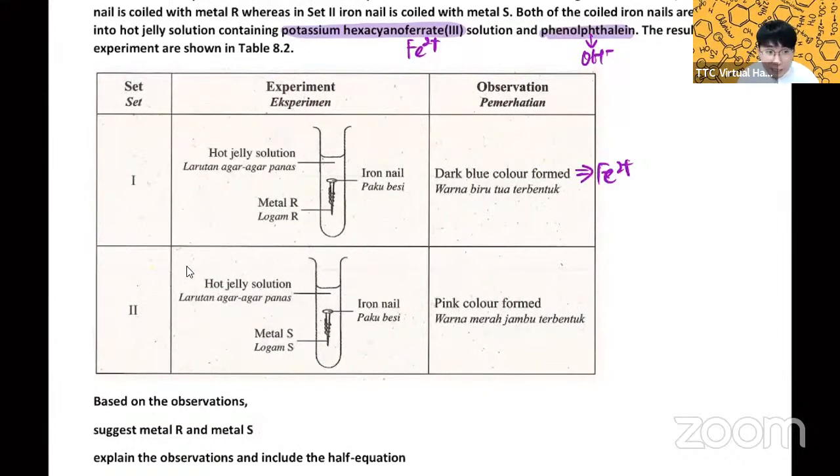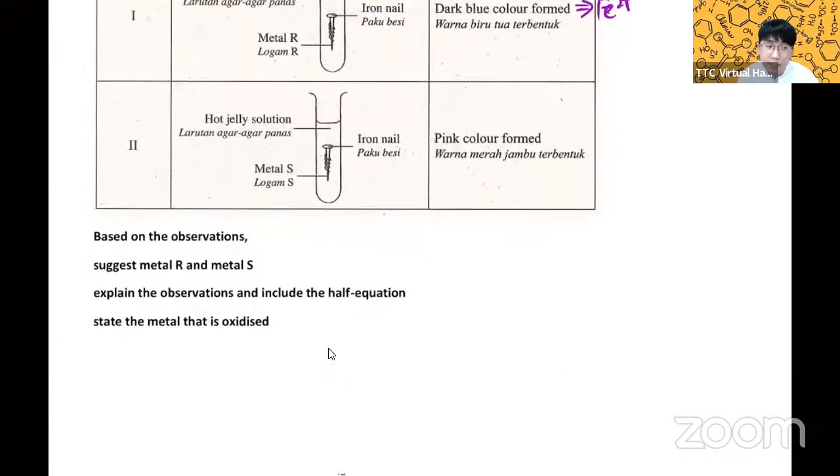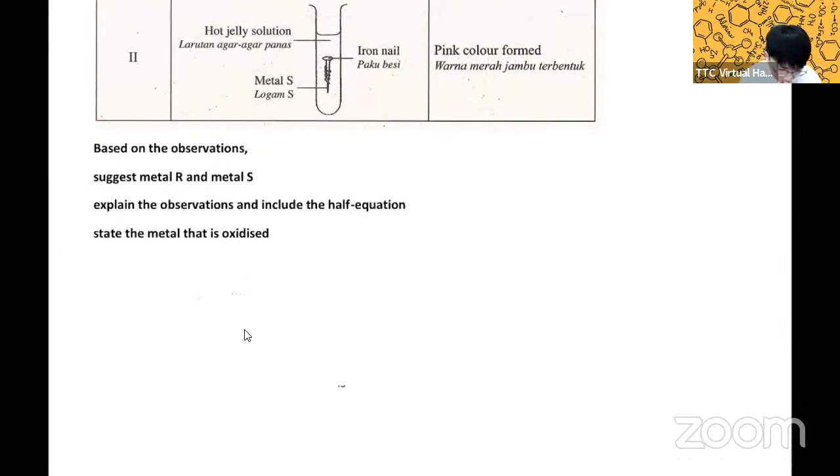Iron nail never rusts in the second case. So what is the metal S? The metal S should be a metal that is more reactive, such as magnesium, zinc, or aluminium. Okay, these are all possible. Include observation, include half equation, and state the metal that is oxidized. So from our answer here, metal R is copper or silver, and S is zinc or magnesium.